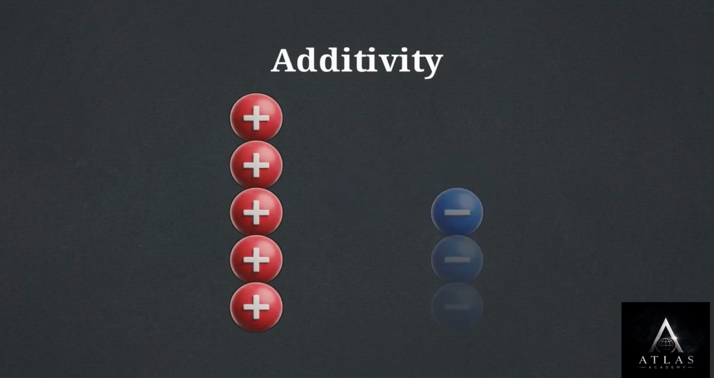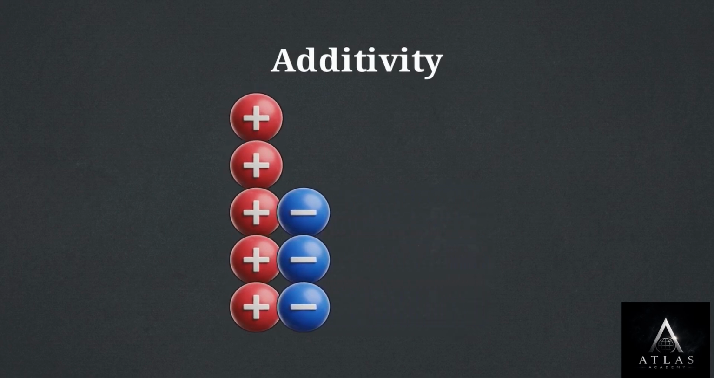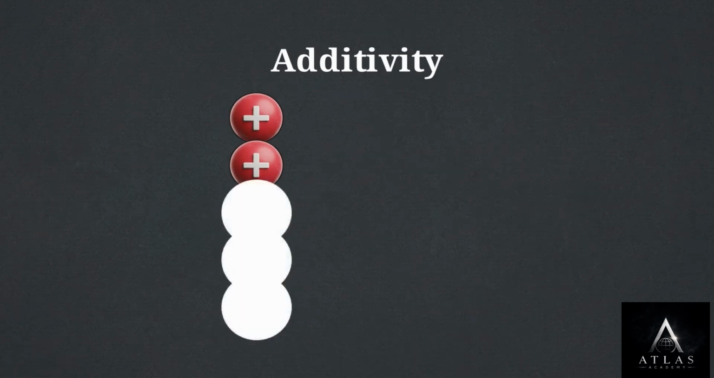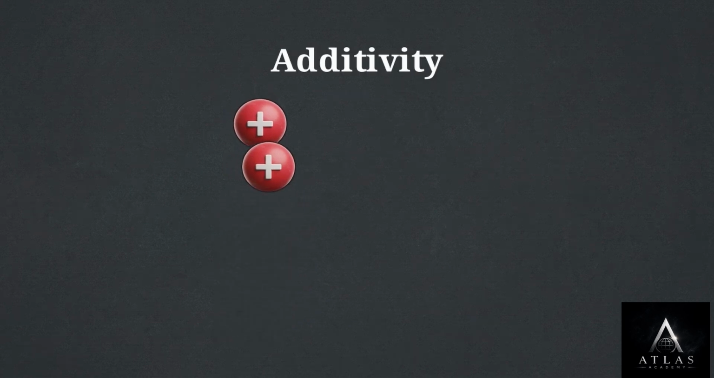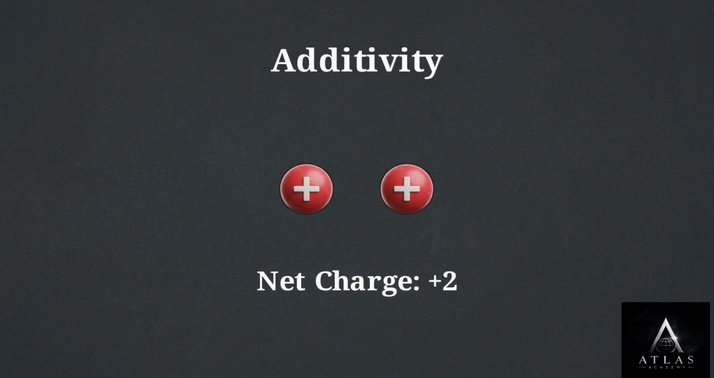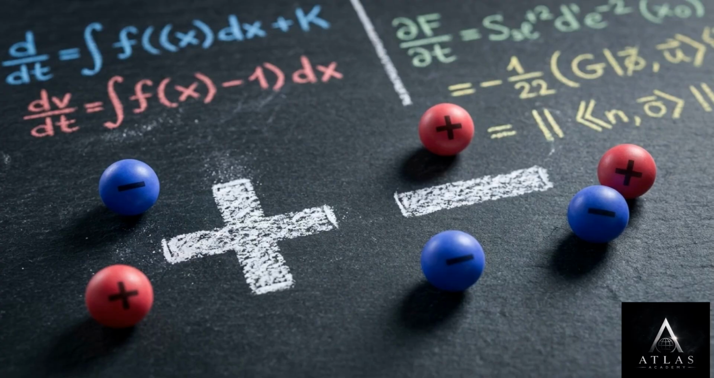Because charge comes in these neat, whole packets, we can find the total charge of any object using a rule called additivity. You just count up the positive packets and subtract the negative ones. 5 positives and 3 negatives leaves you with a net charge of +2. Despite the complexity of quantum physics, calculating the foundational electrical state of matter relies on elementary school addition.